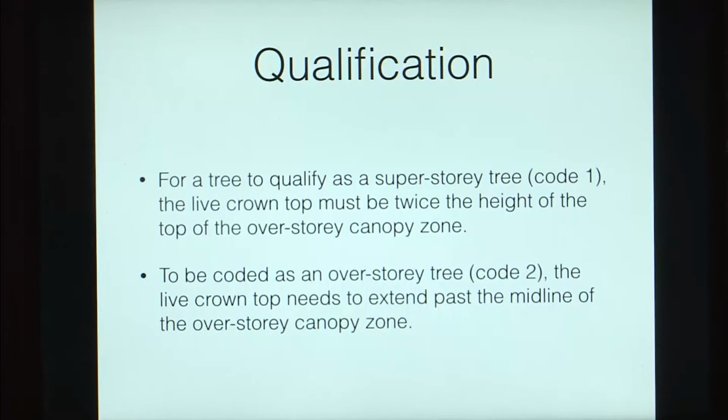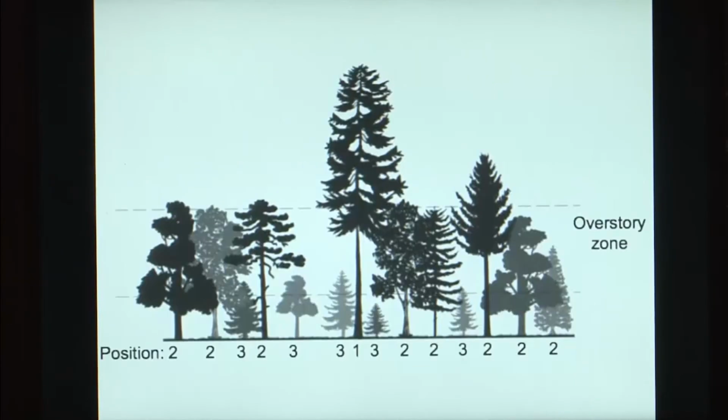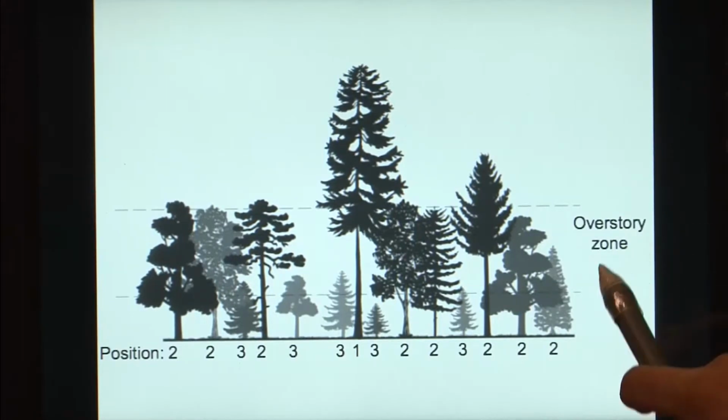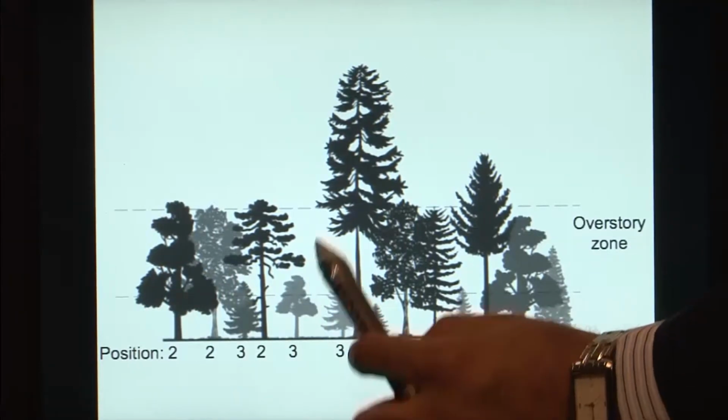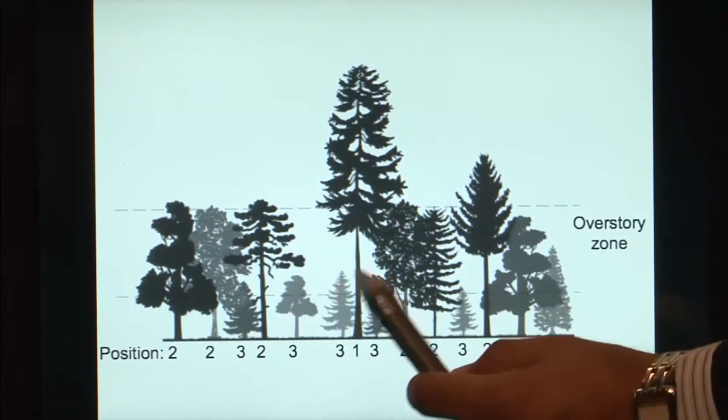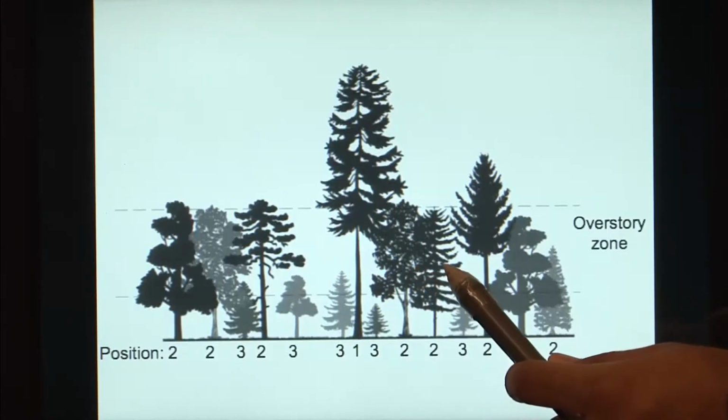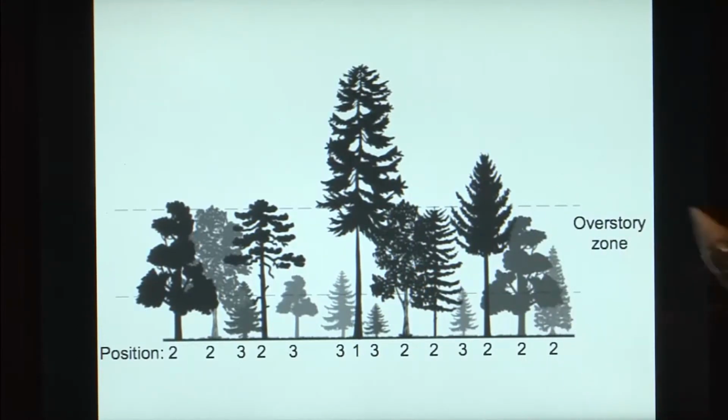The live crown top must be twice the height of the top of the overstory canopy zone. To be coded as an overstory tree or code 2, the live crown top needs to extend past the midline of the overstory canopy zone. That is, if we have this 50% line from here till here, any tree that crosses this portion completely will be called a class 2 tree. For instance, these trees are class 2 trees.